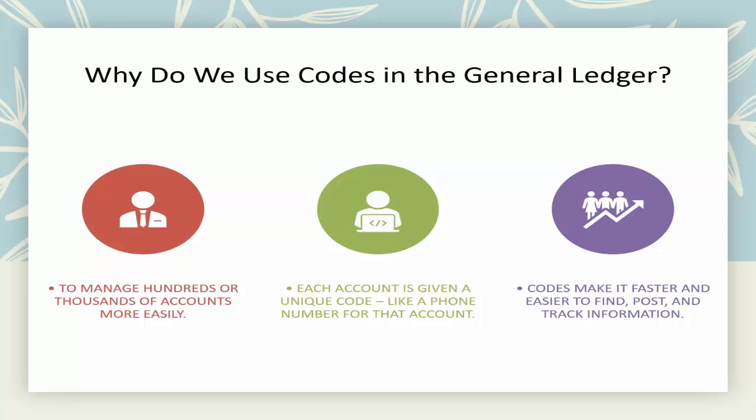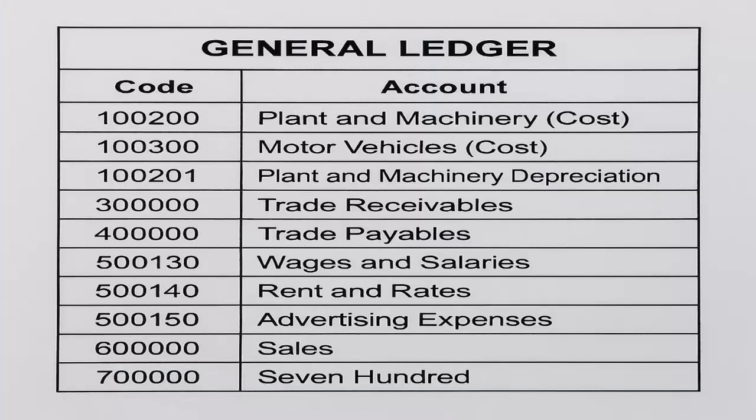Let's look at how it works. Let's see some real examples of account codes. Here is a list of some example account codes. These are not from a real business. They are just for learning, but they show you how real businesses use codes. I will read them out for you. Code 100,200 for plant and machinery cost. Code 100,300 for motor vehicles. Code 100,201 for plant and machinery depreciation.